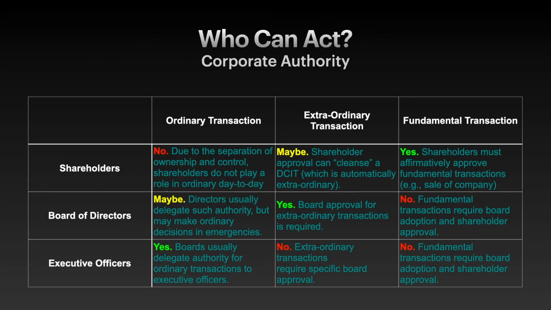Take a minute to look at this handy-dandy slide, which goes over who can act whether we have an ordinary, extraordinary, or fundamental transaction. We have three major types of characters: shareholders, who are the owners, but of course in corporations there is a separation of ownership and control; the board of directors, who have the ultimate authority for the corporation; and executive officers, who typically run the day-to-day actions. And as you might imagine, the executive officers are the ones who typically handle ordinary transactions. The board is required to approve or to make extraordinary transactions and actions, and shareholders are required to approve fundamental transactions, but in general do not have the ability to run the company on a day-to-day basis.